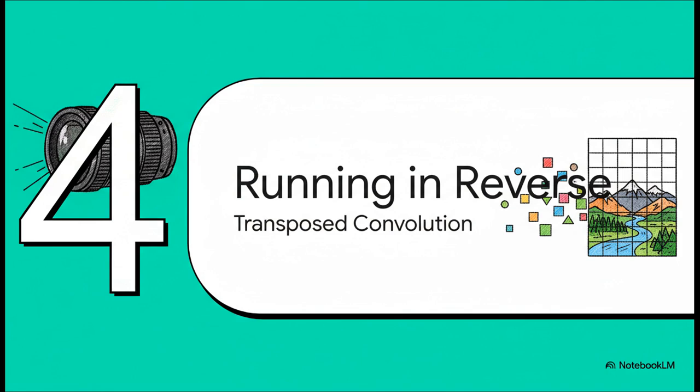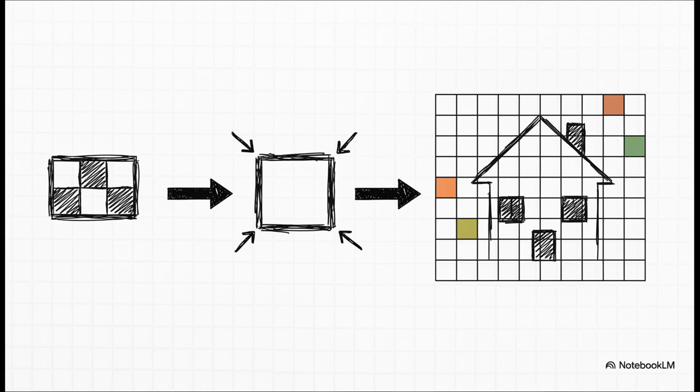Okay, so we've spent all this time talking about how to take a big, detailed image and shrink it down into a small set of abstract features. But what if we want to do the exact opposite? What if we start with the abstract idea of cat and want to generate a brand new, high-resolution picture of a cat? For that, we've got to run this whole process in reverse. And that is the job of something called the transposed convolution.